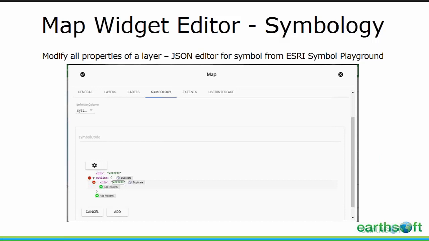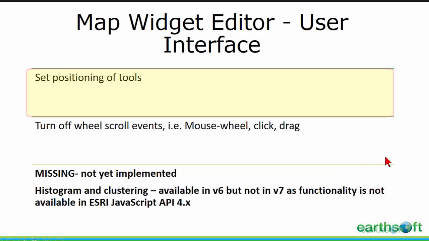In the symbology section, we can see that the editor portion, if you click the gear icon, you can modify all of the properties of the layer. The JSON editor for symbol from the Esri symbol playground is used here. In the user interface, you can set the positioning of the tools. You can turn off wheel scroll events like mouse wheel, click and drag. So for example, in the map widget, when you scroll over it, it zooms in and out. To avoid that, you can uncheck the mouse wheel option so that it will not scroll.